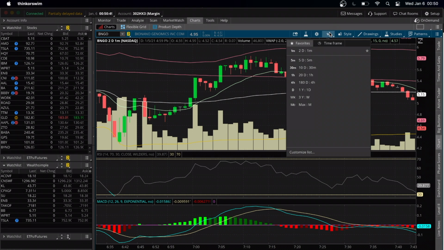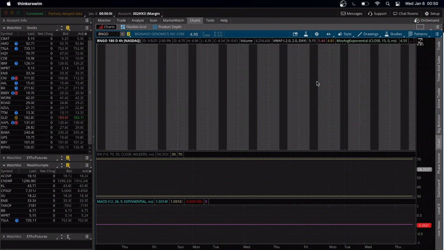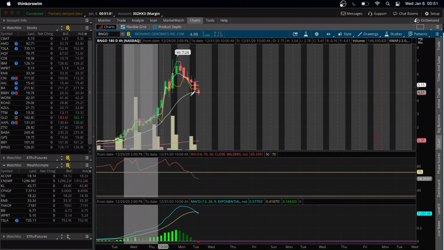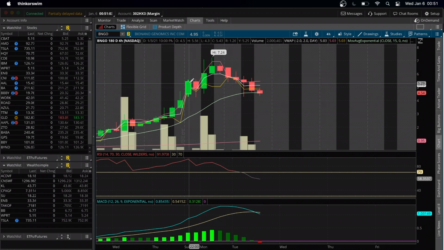Just another thing that must be mentioned: what if you select a different time frame? What if you go 180 days over 4 hours? Let's zoom out. That means each one of these candles represents 4 hours. So in a 4-hour period, this candlestick moved as high as 45%, as low as minus 7-8%, but it closed up plus 23%, and so forth.